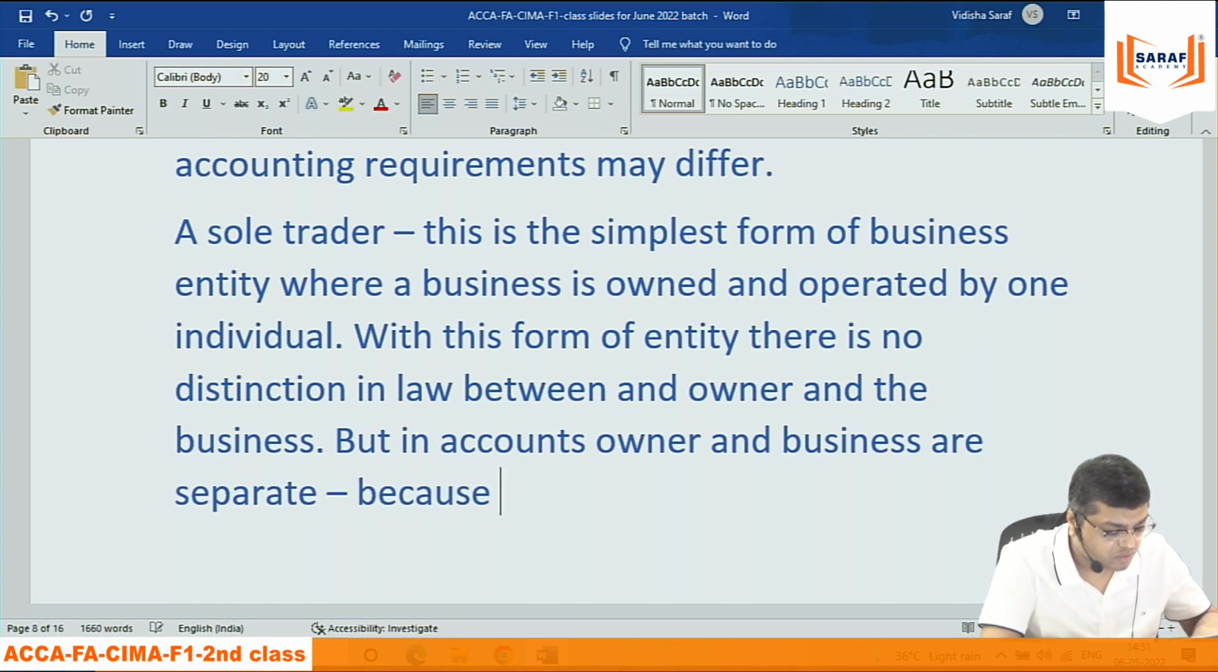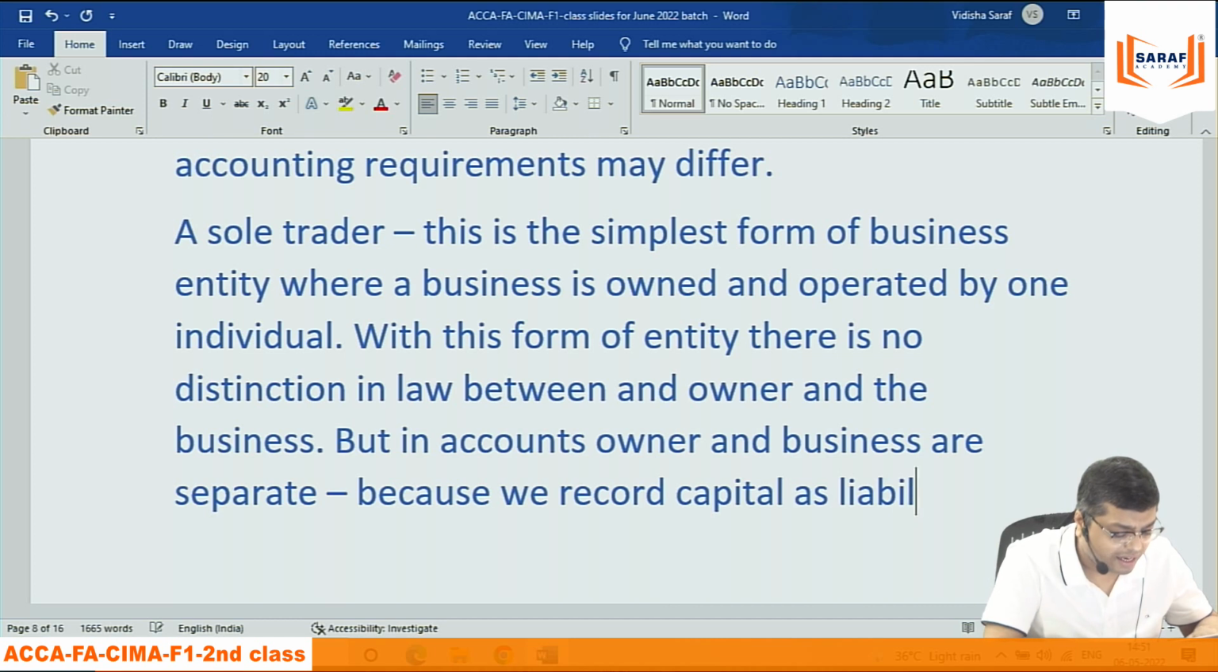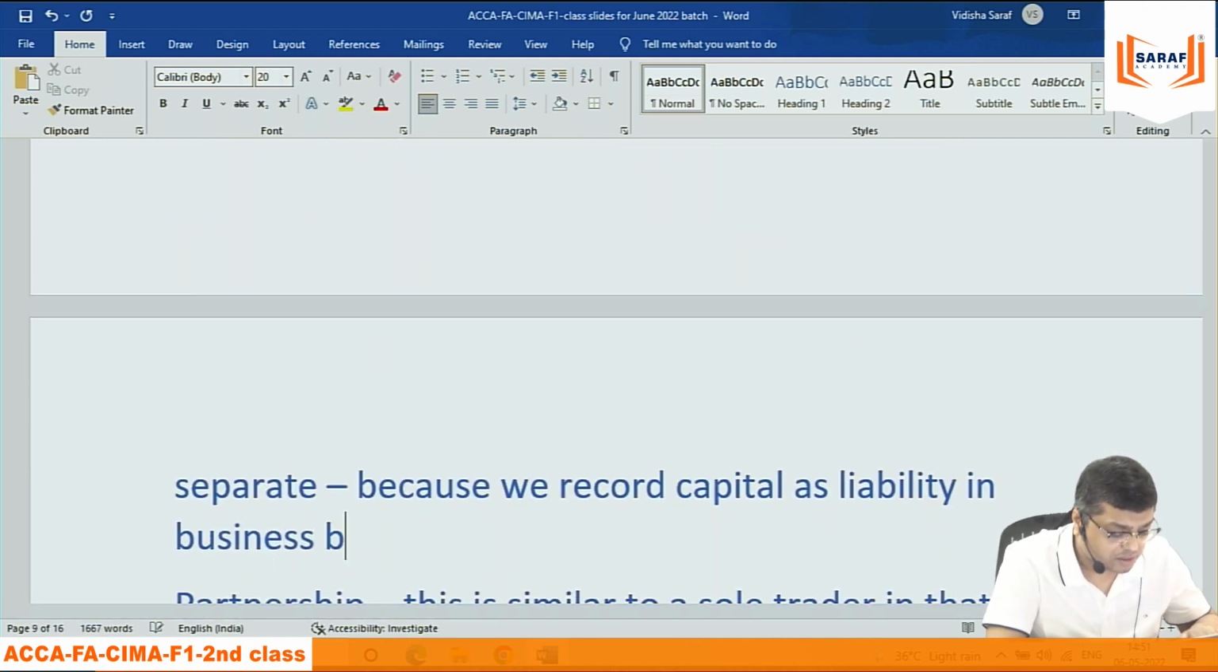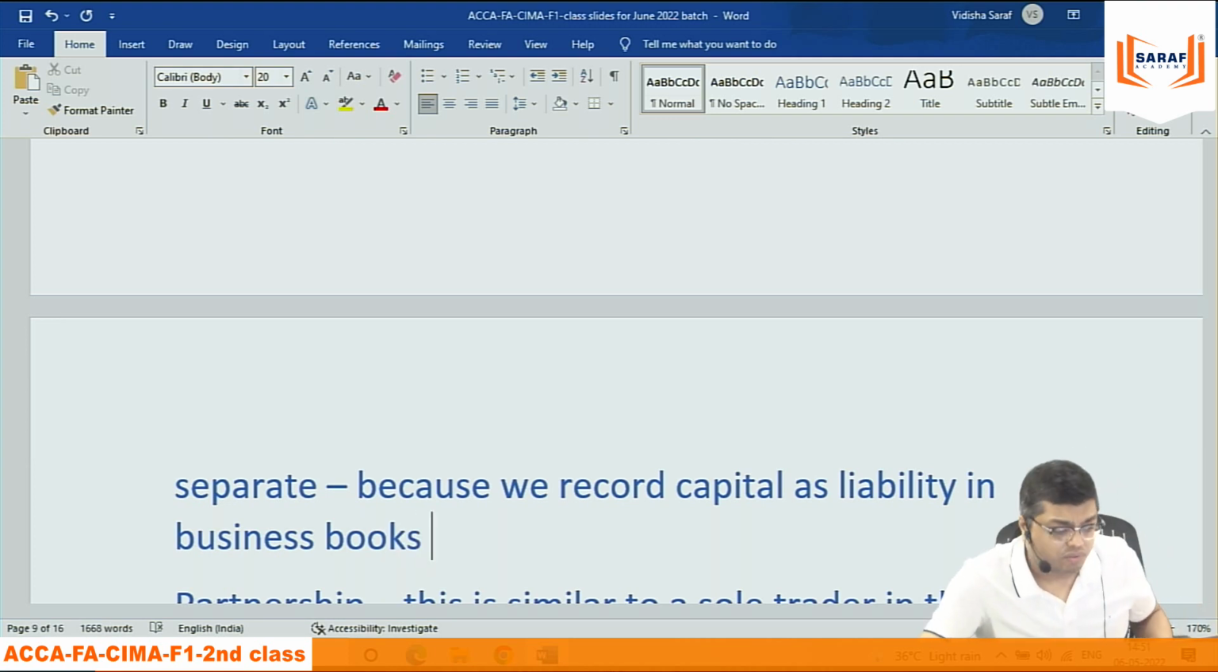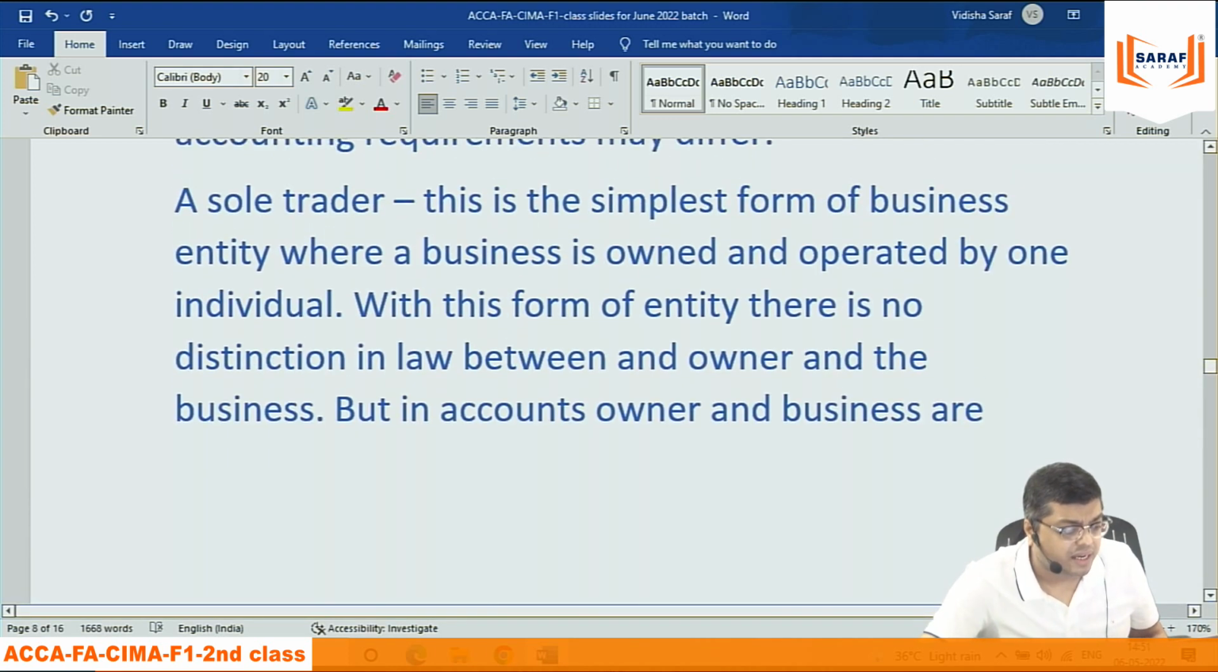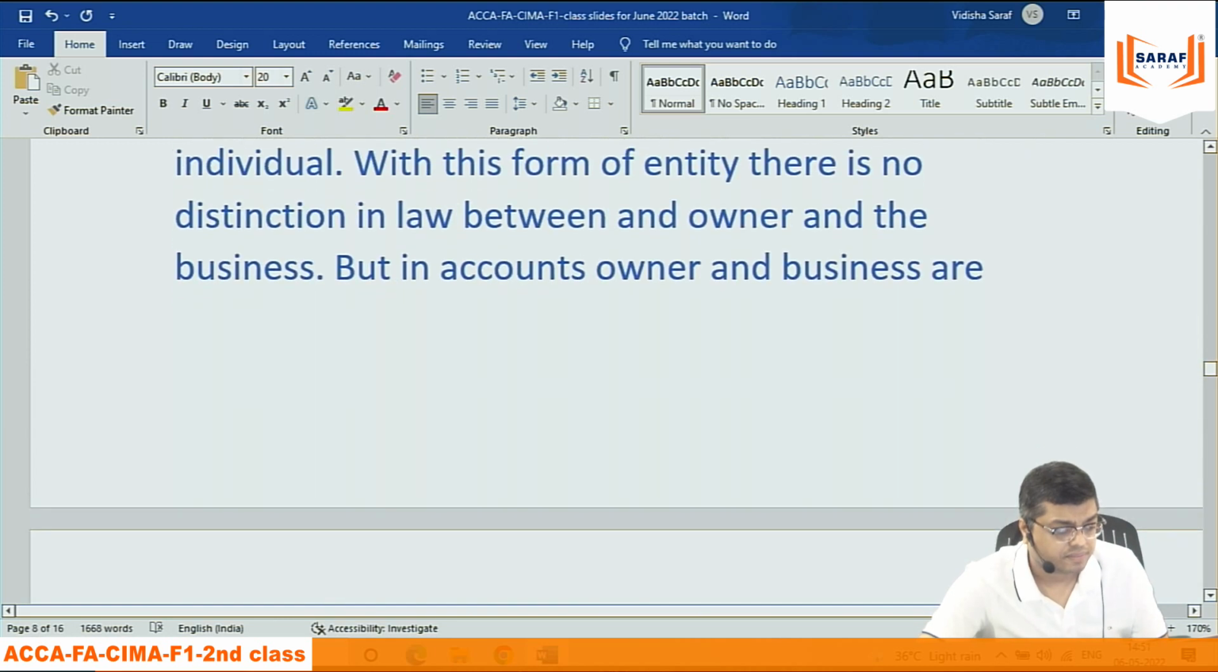Because we record capital as a liability in business books. We record capital as a liability in business books.